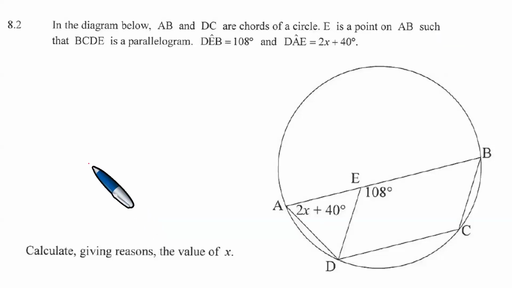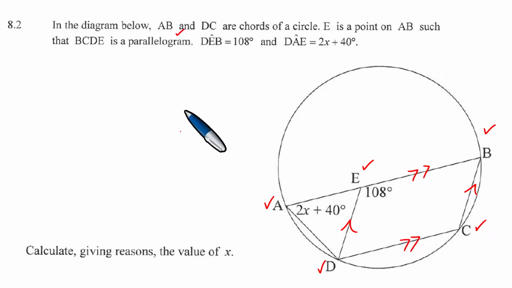In this lesson, we shall look at this Euclidean geometry question below. In the diagram below, ABDC are chords of a circle. E is a point on AB, such that BCDE is a parallelogram. Opposite sides are equal and parallel.